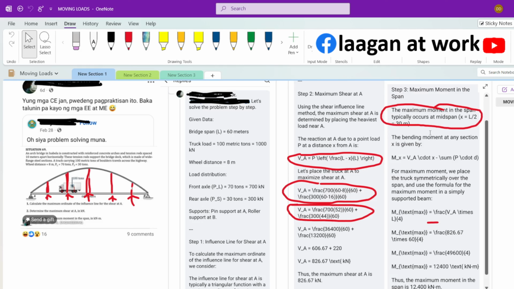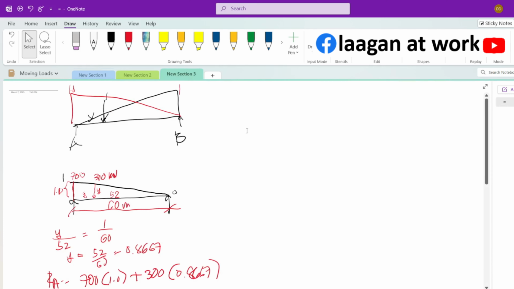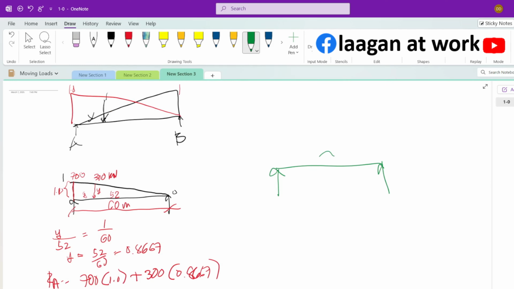So in his calculation, the maximum moment in the span typically occurs at mid-span, which is not correct. If it's only a single load, for example, this is your beam, and you only have one moving load, then for sure your maximum moment would be at the mid-span. But if you have two or more loads, then the center line of the beam will coincide with the mid distance between the resultant and the biggest load.